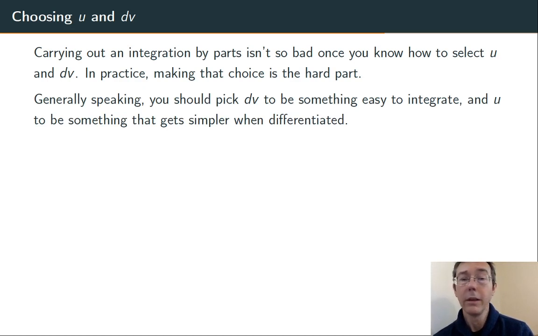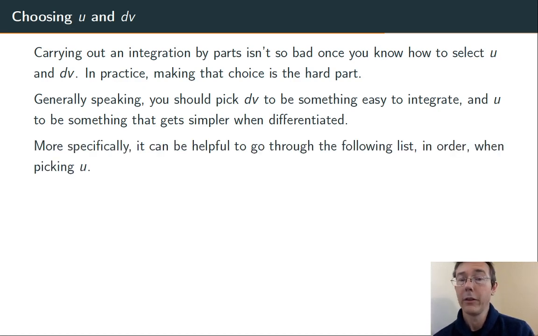You should pick your dv, obviously, as something that you can integrate, because if you can't, then you're going to be hitting a wall very quickly. You should pick your u to be something that gets simpler when you differentiate it. So for example, in the first problem, u was x, and I differentiated it, and I got 1. That's simpler. In the second problem, u was the natural log of x, and when I differentiated it, I got 1 over x, which was easier to manage.